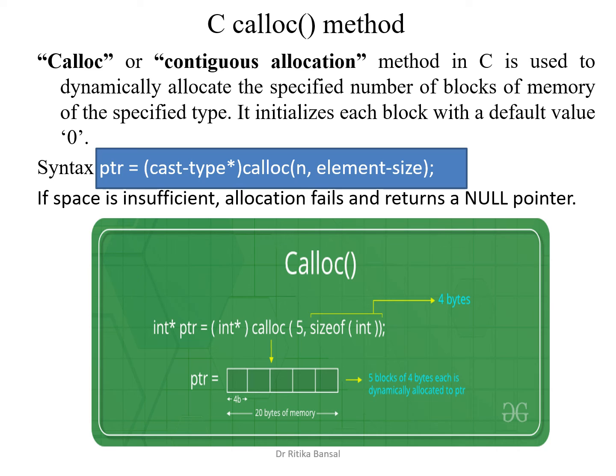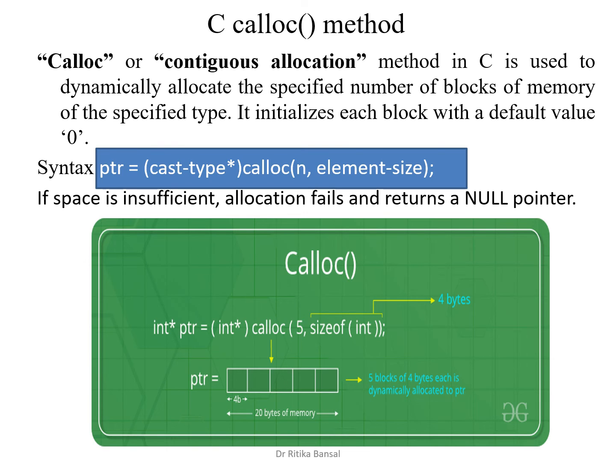Here you are using a 2 argument method. In malloc you were using a 1 argument method. You were using the asterisk sign, 5 multiplied by size of int. In calloc you are using 5 comma size of int. Rest everything is the same. And the second point is that it assigns 0 values by default, the initial value 0, to the memory locations.